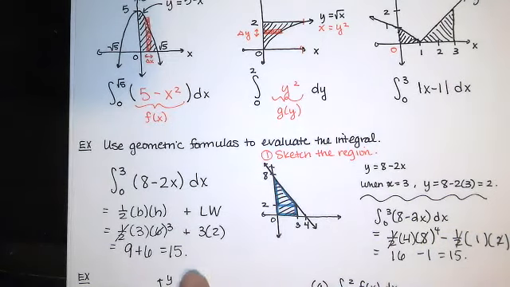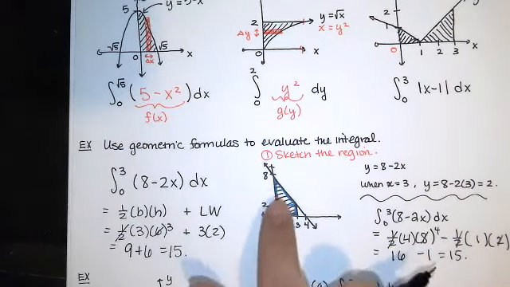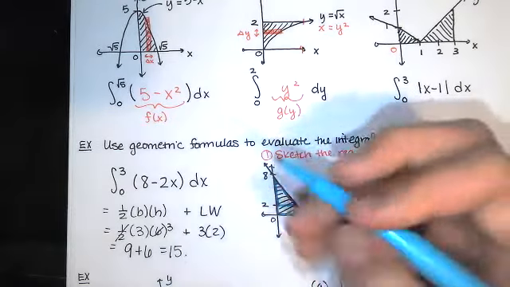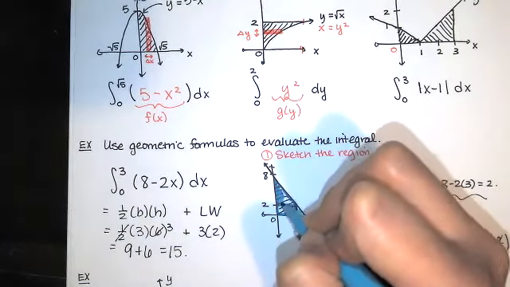Do we get 15 either way? We sure do. So that area, that blue area right there, that's 15 square units.